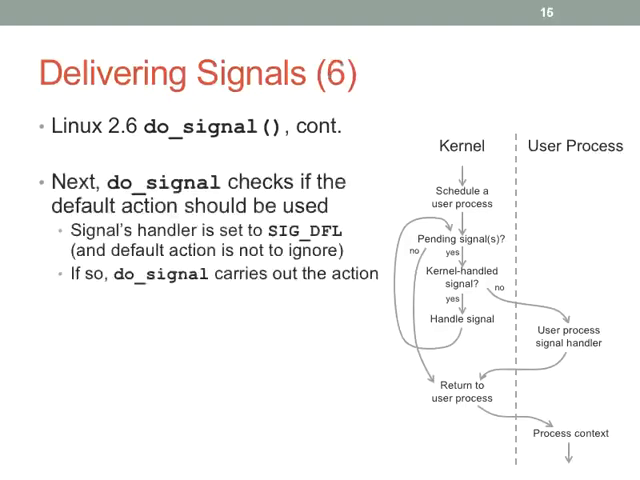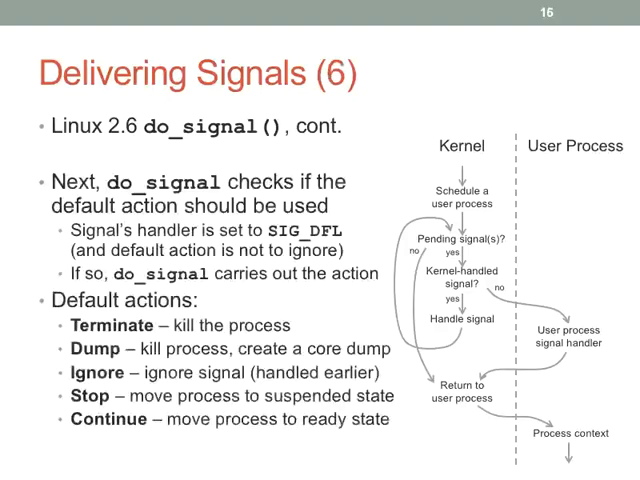Okay, so then we see, do we need to take the default action? Now you'll notice, look at the default actions here. We have terminate, dump, ignore, stop, and continue. These are the default actions that Linux basically takes. And I should really say Unix because they all kind of do this. But notice that they all involve scheduling stuff. Or ignore doesn't really. We just throw the signal away. So the default actions are all actions that the kernel can take on behalf of the process without actually involving the process at all. That's kind of important, because this is the reason why the kernel can go ahead and handle them on its own.